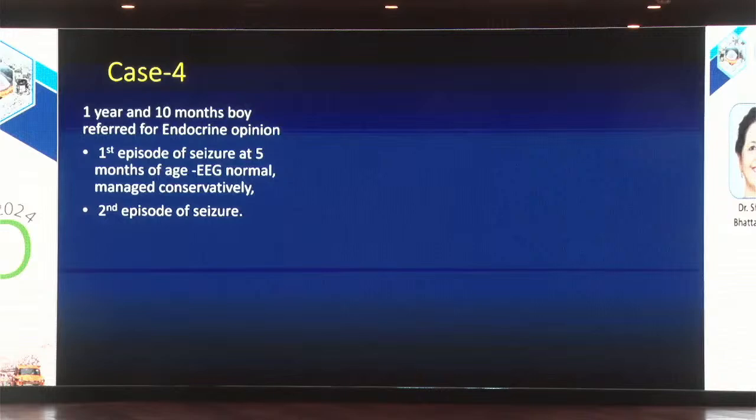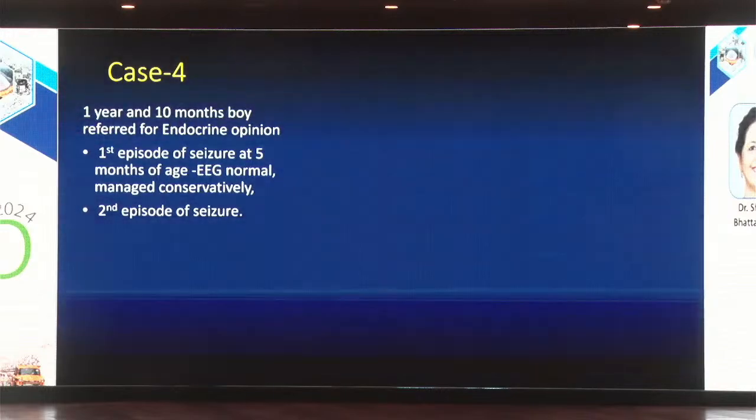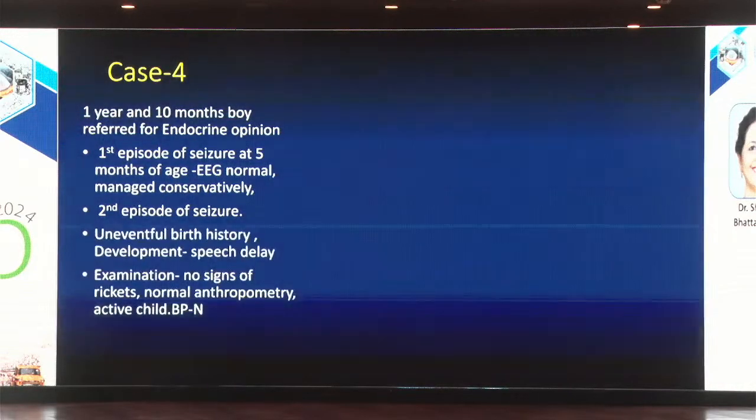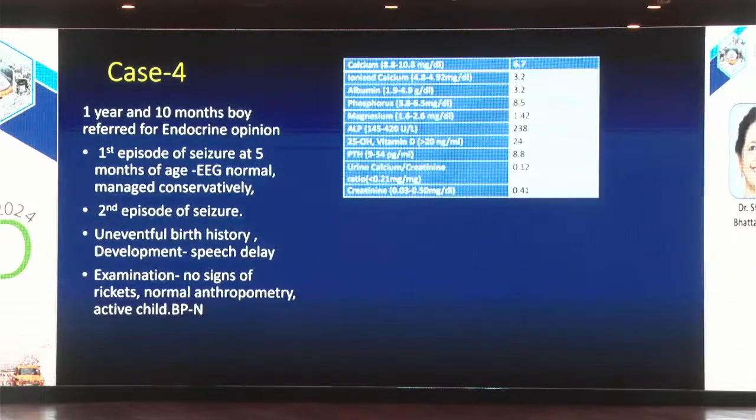A 2-year-old baby referred for endocrine opinion. This child has already had one episode of convulsion when the baby was young. EEG was done and the child was put on Levipil for that. But they came when there was a second episode of seizure. Birth history was normal, speech delay was there, examination we couldn't find anything, including the blood pressure. And this child, the values were here.